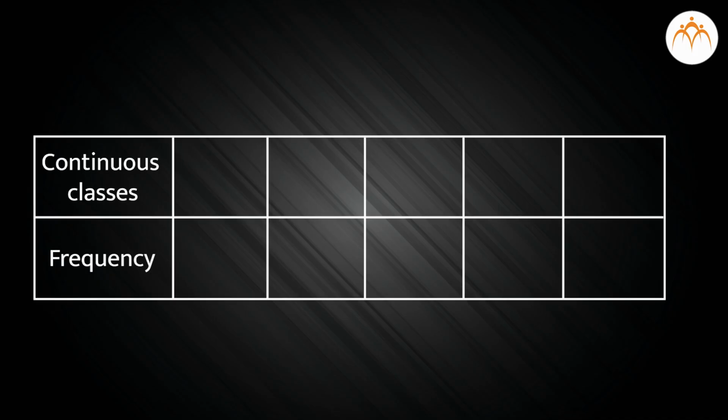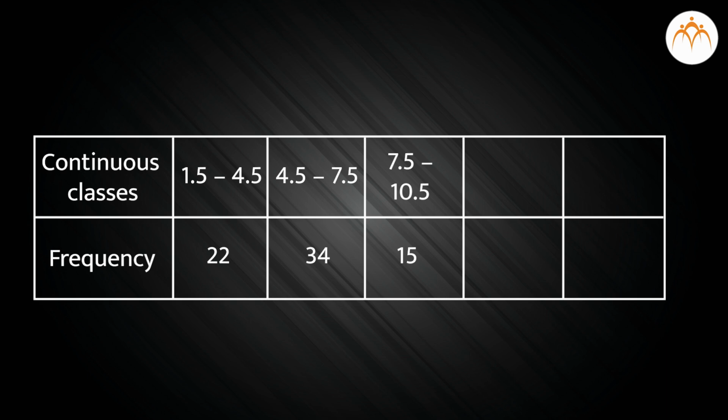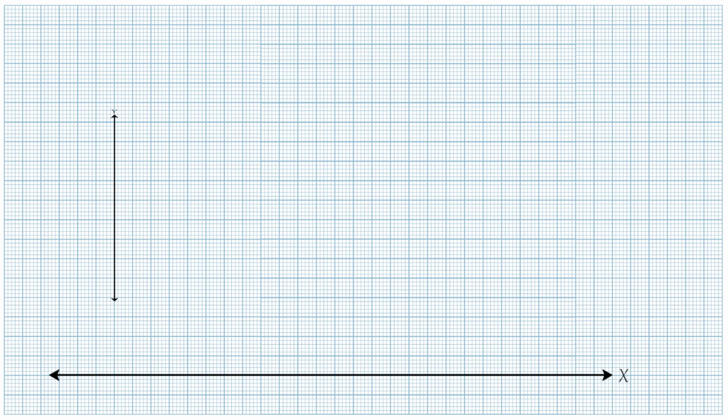Continuous classes, frequency. 1.5 to 4.5, 22. 4.5 to 7.5, 34. 7.5 to 10.5, 15. 10.5 to 13.5, 21. 13.5 to 16.5, 8. Show the frequencies on y-axis with the proper scale.